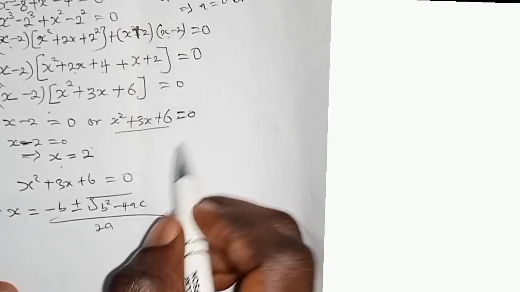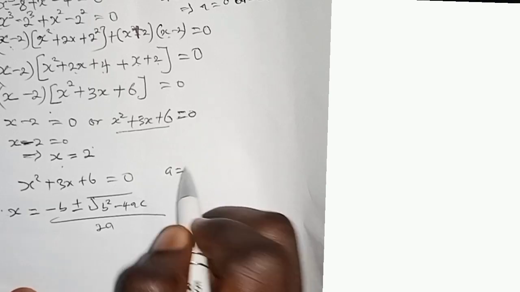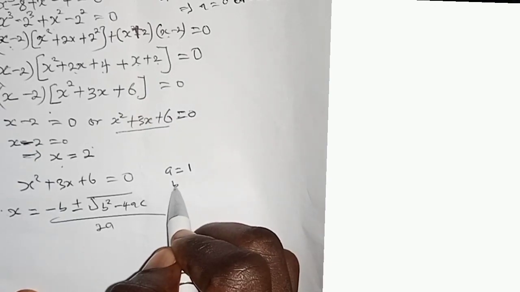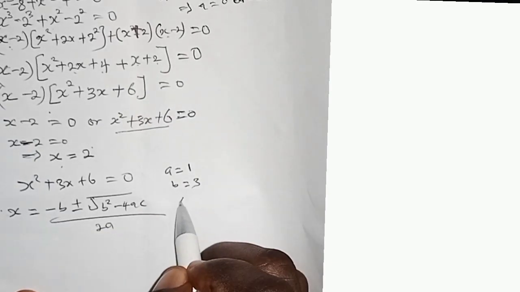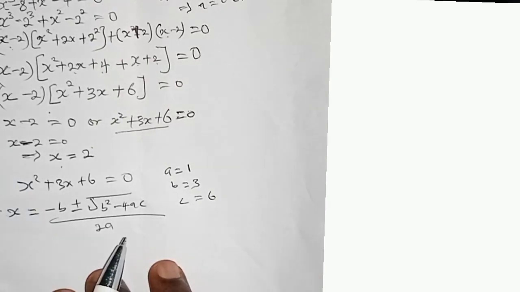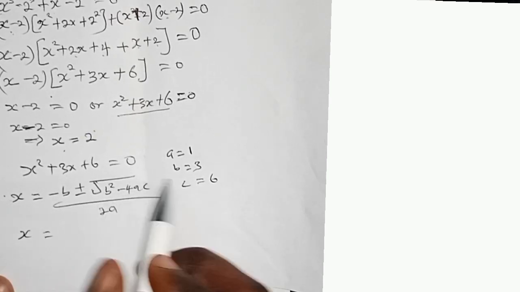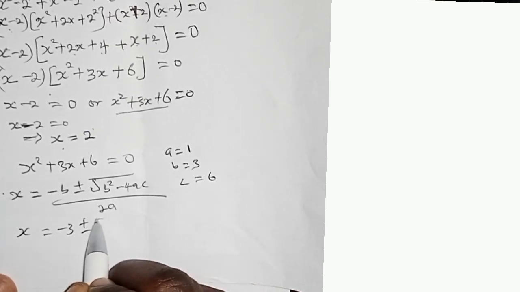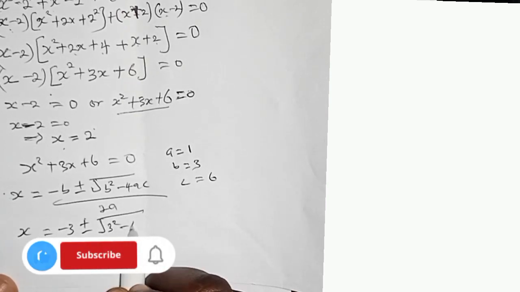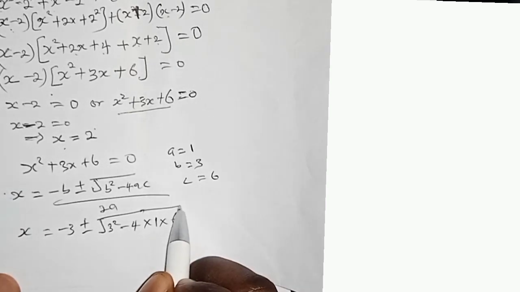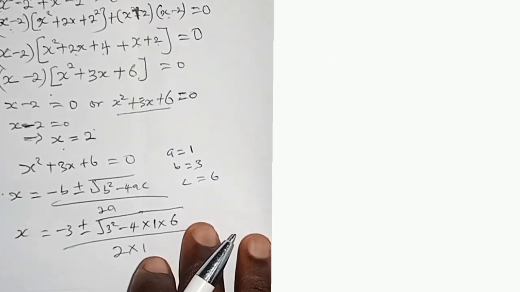From here, a, the coefficient of x squared, is 1, b, the coefficient of x, is 3, and c, the constant, is 6. Substituting all of it here, I will have that x is equal to minus 3 plus or minus the square root of 3 squared minus 4 times 1 times 6, and then divided by 2 times 1. Now this is what I have, so I can continue from here.